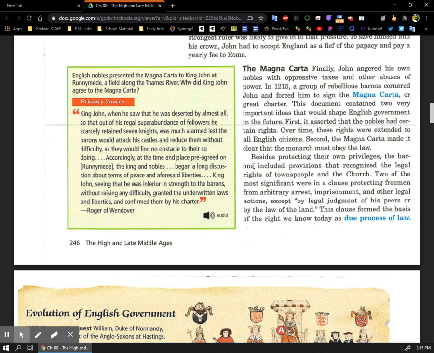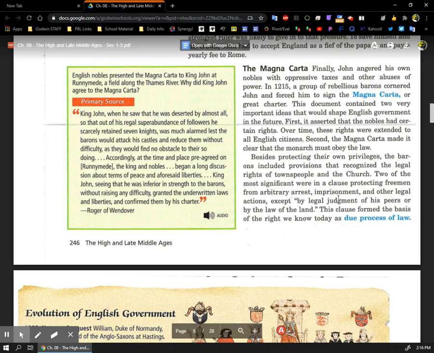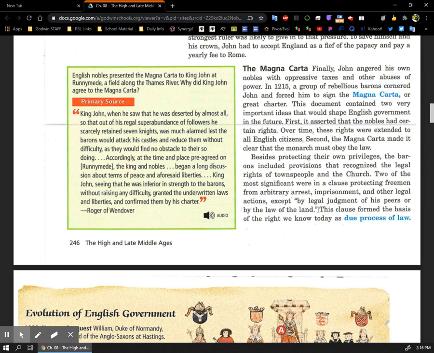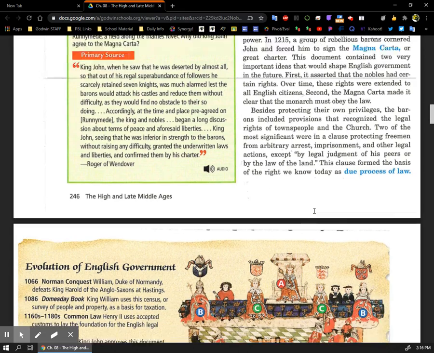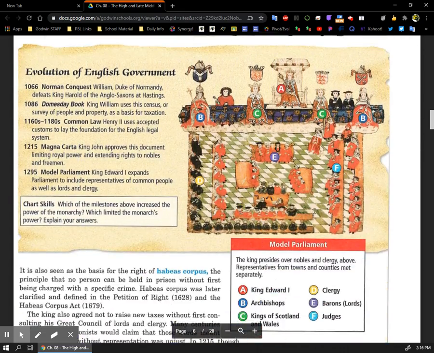Besides protecting their own privileges, the barons included provisions that recognized the legal rights of townspeople and the church. 2 of the most significant were in the clause protecting freemen from arbitrary arrest, imprisonment, and other legal action, except by legal judgment of his peers or by the law of the land. This clause formed the basis of the right we know today as due process.